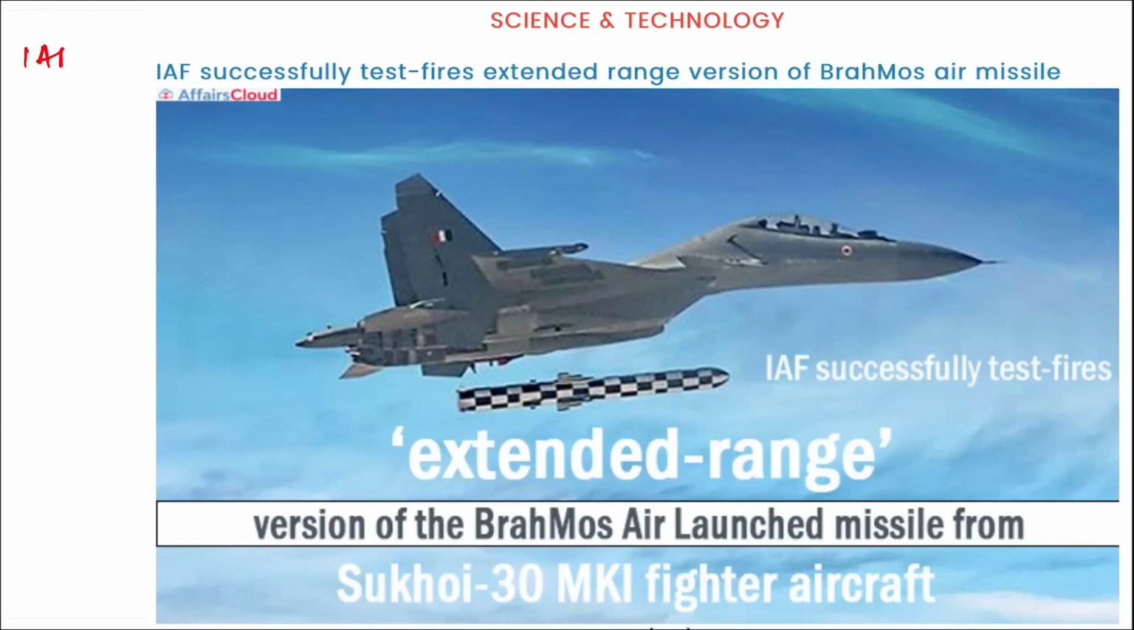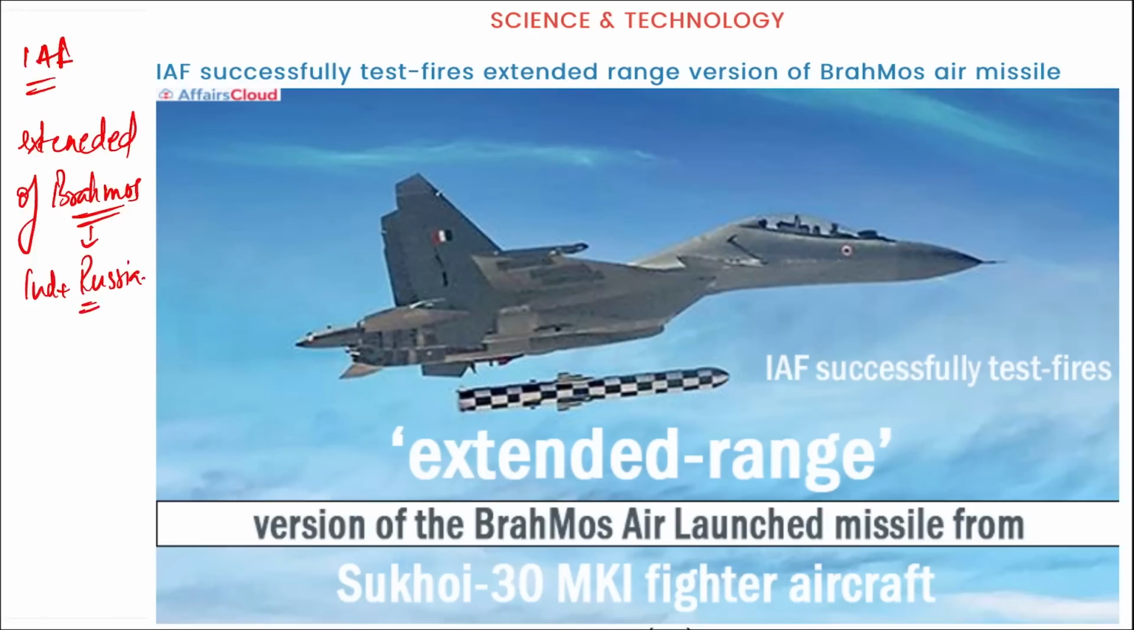Next is your Indian Air Force. Indian Air Force has recently successfully test fired the extended range of BrahMos missile, and we know BrahMos is a joint venture between India and Russia. The first country to buy BrahMos supersonic cruise missiles from India was Philippines. Now, question can be asked that from which aircraft was this extended range version of BrahMos missile tested? So it was tested using the Sukhoi 30 MKI.